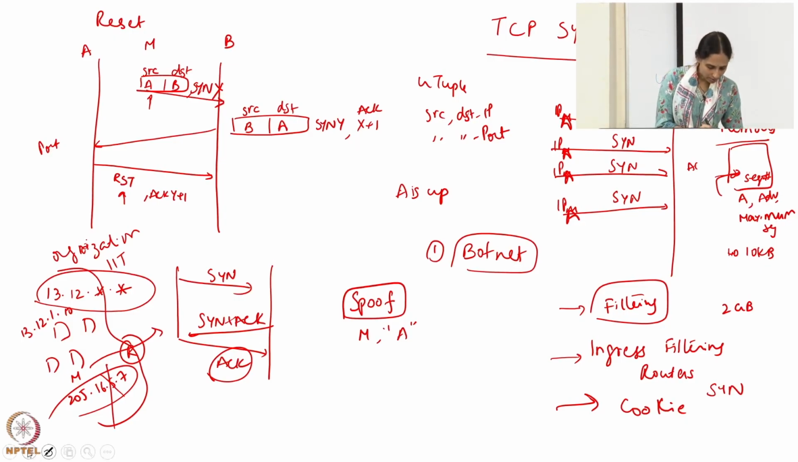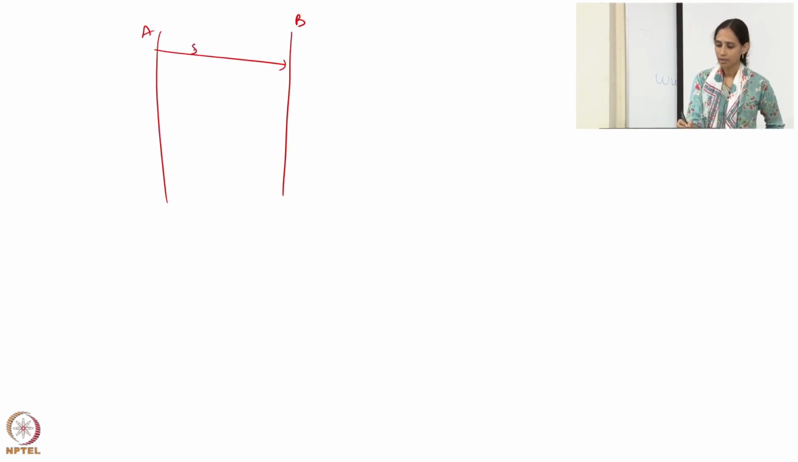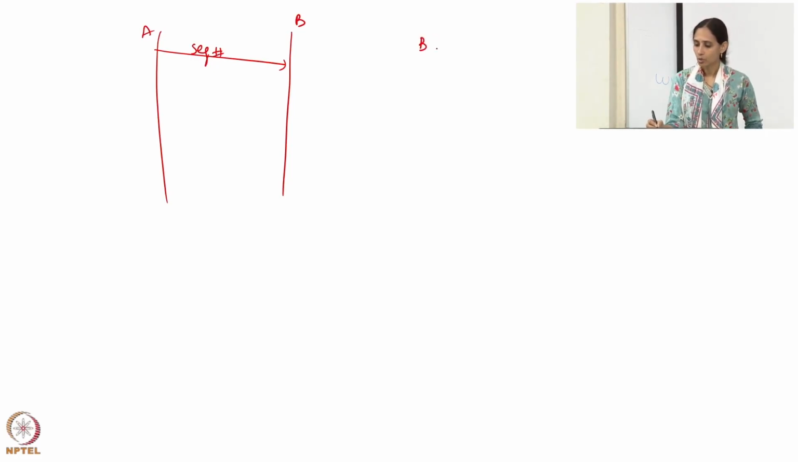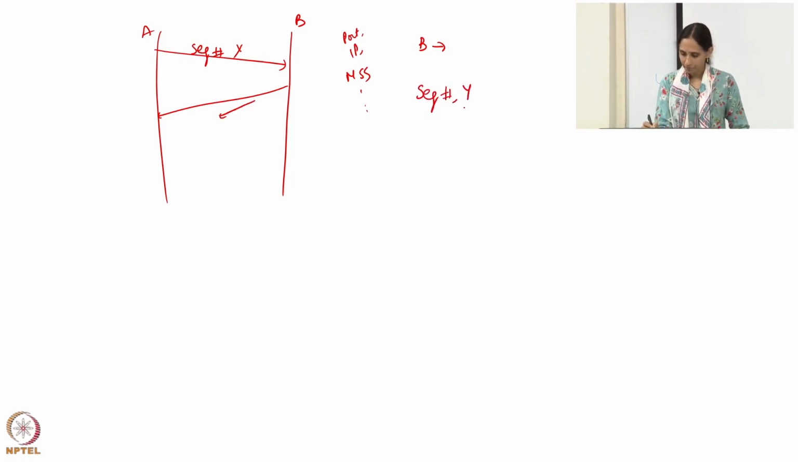So, what is happening here is, this is A, this is some B, and it chose some sequence number X. As I said, there is port information, IP information, maximum segment size, whatever you need to keep track of, you have this information. So, what B will do, when it is generating the sequence number Y, which it has to send, is that this Y will encode the state.